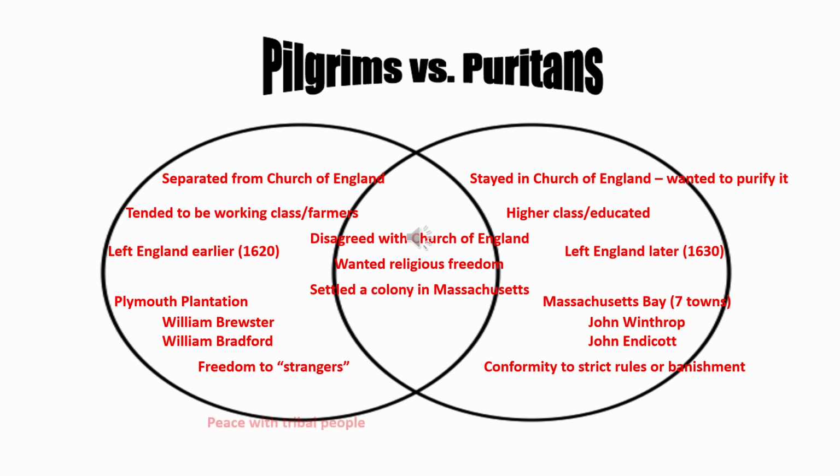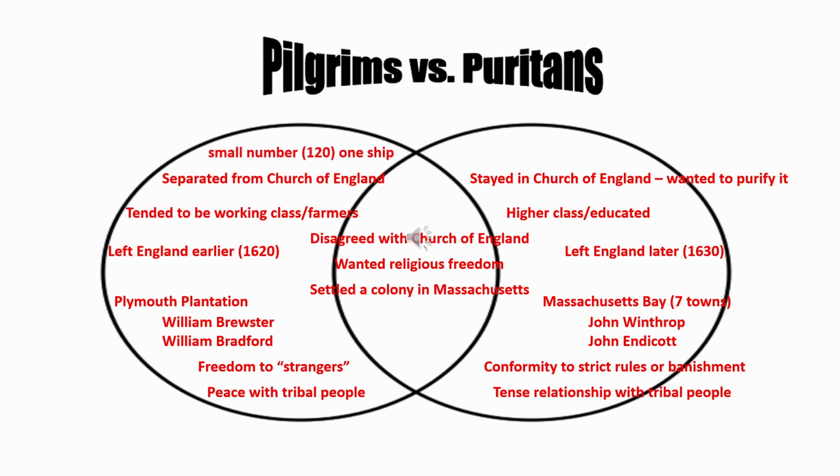The Pilgrims endeavored to have peace with the tribal people, while the Puritans ended up having a very tense relationship with the tribal people. There are probably other differences, but the last one I'm going to mention is that the Pilgrims came over with a small number of people, only 120, and they were all squashed on one ship. Meanwhile, the Puritans had over 1,000 come in that first initial voyage, and they brought 15 ships with them.